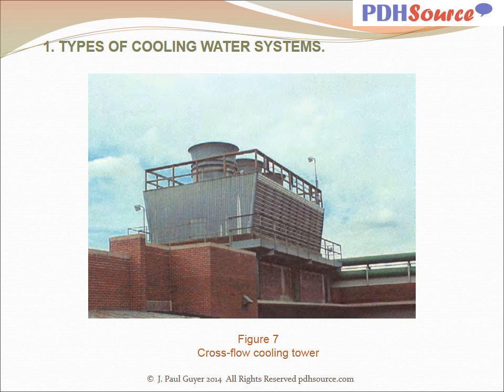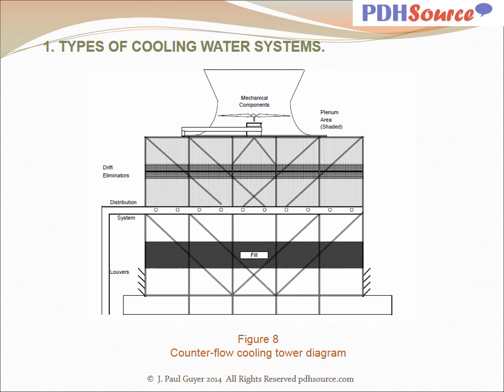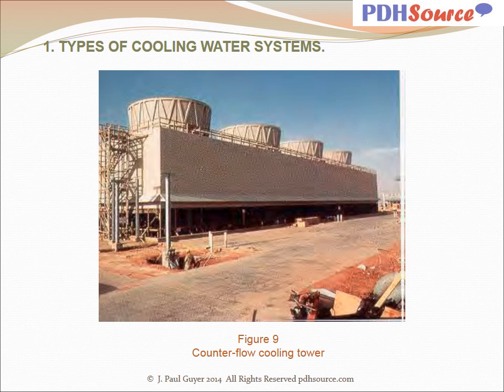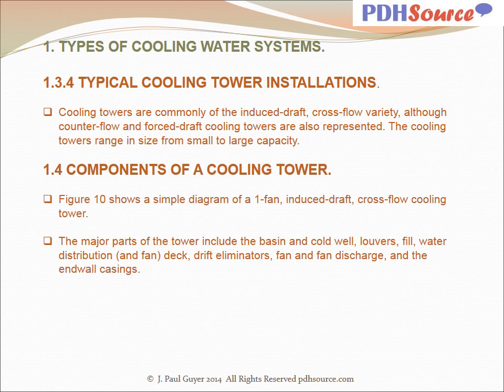Figure 7 is a photograph of a cross-flow cooling tower. Figure 8 is a schematic of a counterflow cooling tower. And Figure 9 is a photograph of a large counterflow cooling tower. Cooling towers are commonly of the induced draft cross-flow variety, although counterflow and forced draft cooling towers are also represented. The cooling towers range in size from small to large capacity.